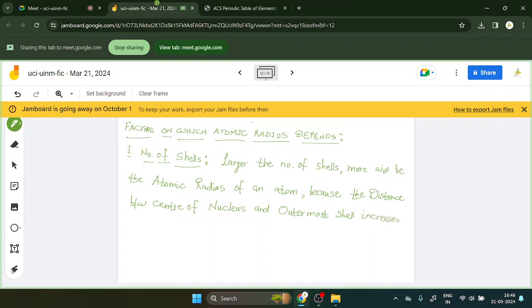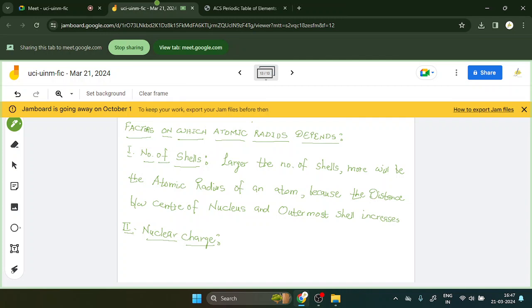And then we have number two, very important. After number of shells, what we have? Increase in the nuclear charge. It also depends upon the nuclear charge, the charges present inside the nucleus. And what are the charges present inside the nucleus? Protons and neutrons. When the positive charge present in the nucleus of an atom increases, what will happen? There will be a decrease in the size of the atom.